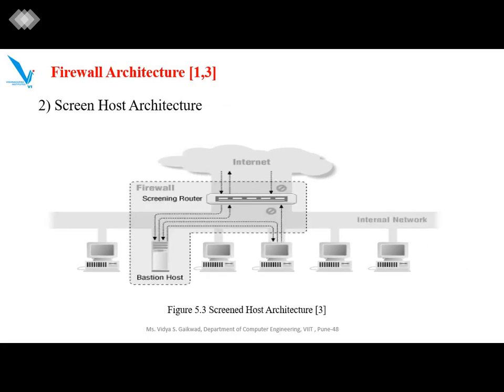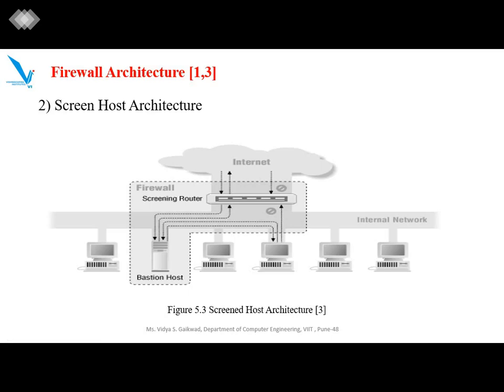The next architecture is screen host architecture. This architecture provides services from a host that is attached to the internal network only. For this, a separate router is used. See, this architecture is providing services from a host. This is the host, which is known as a bastion host, or it is also known as a proxy. This host is connected to the internal network, right? A separate router is used.